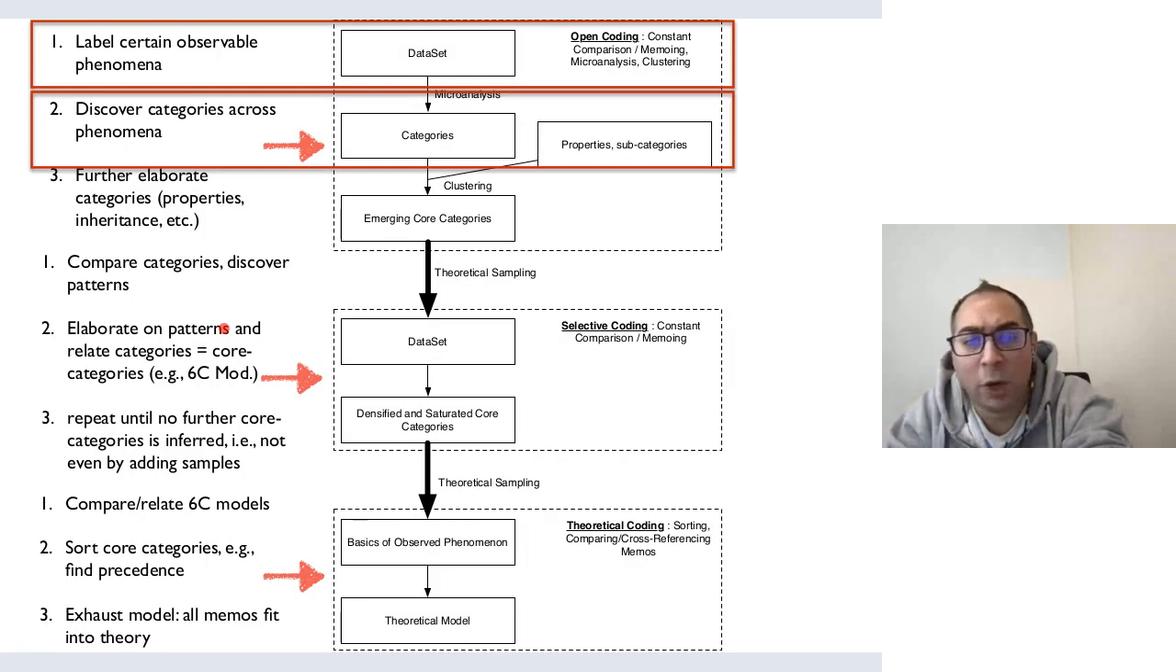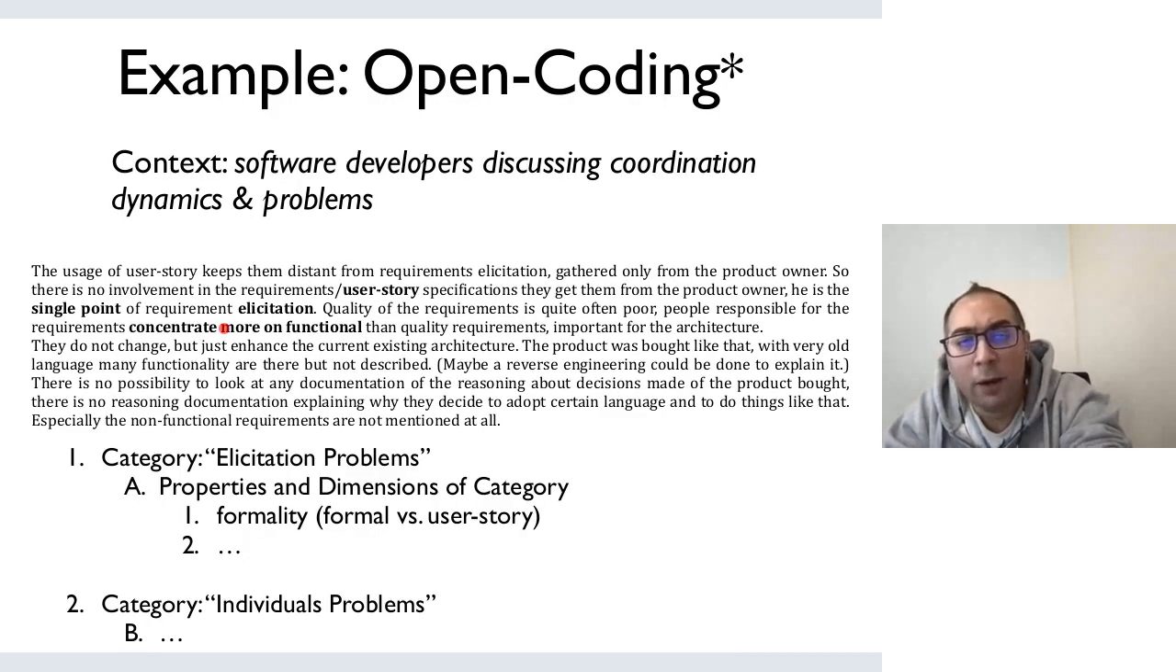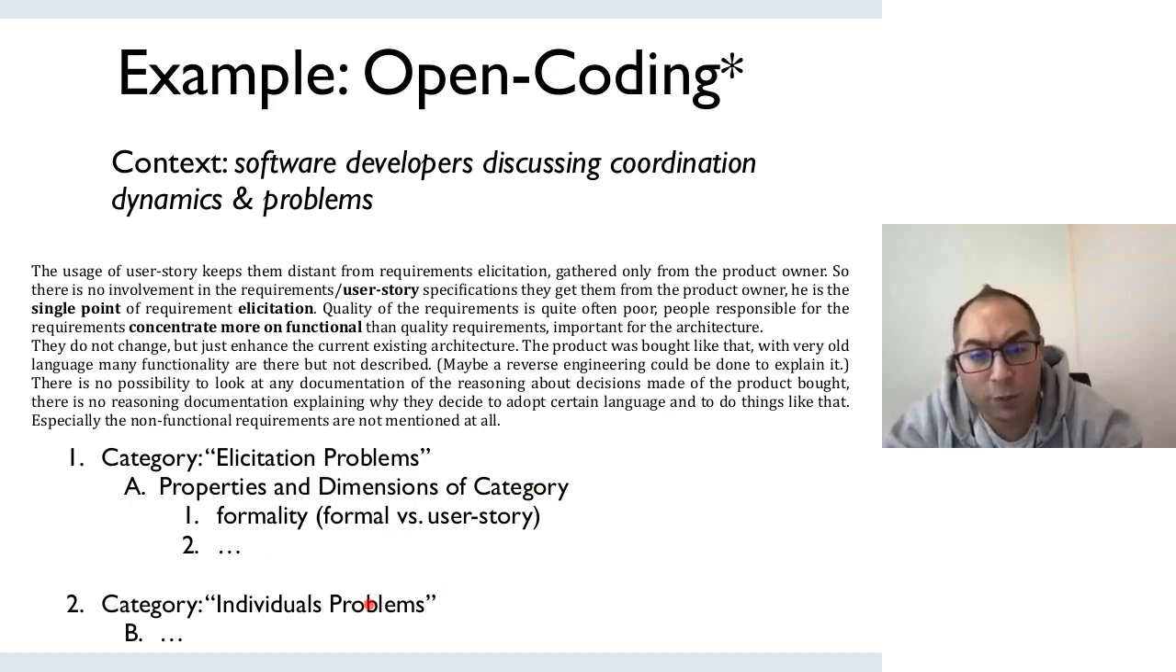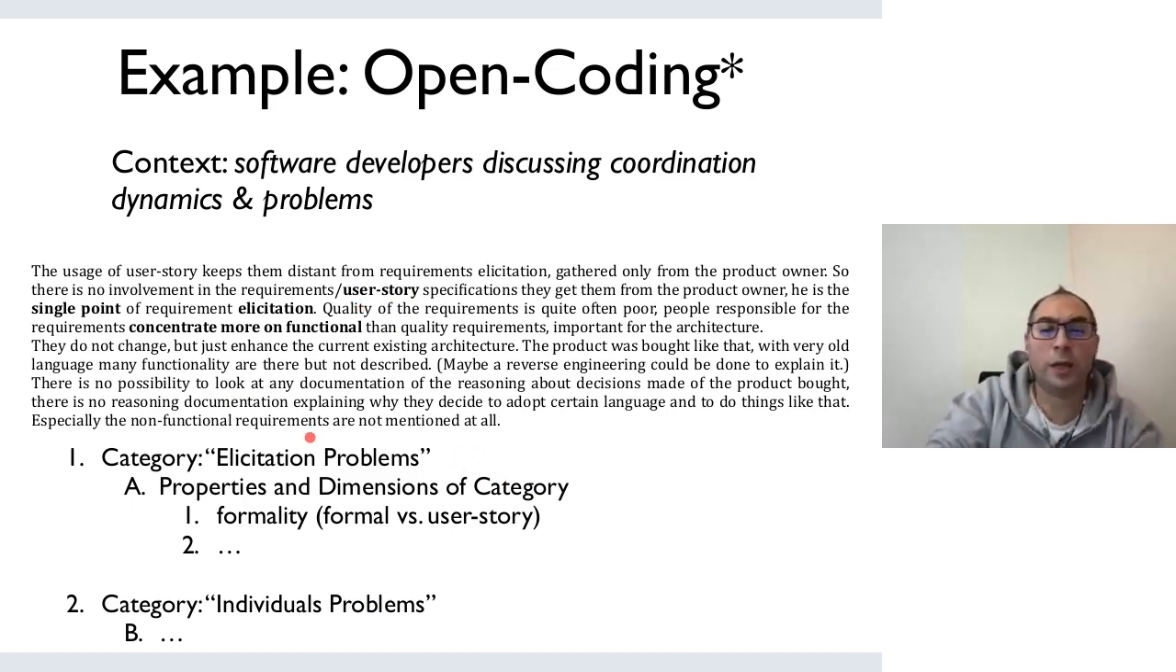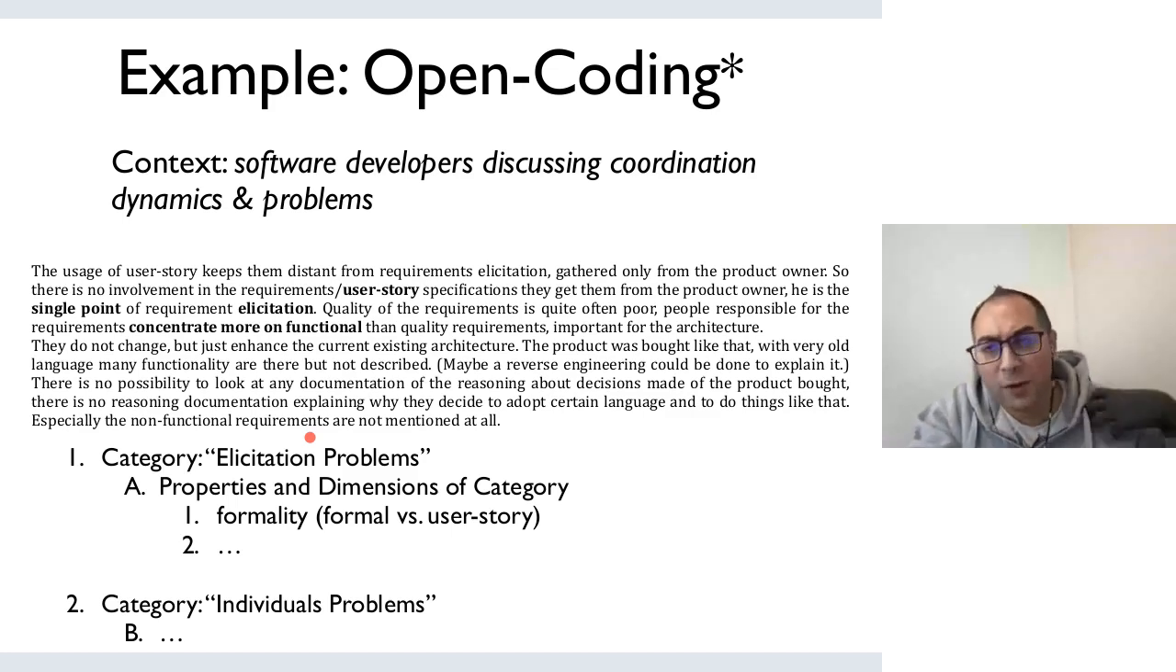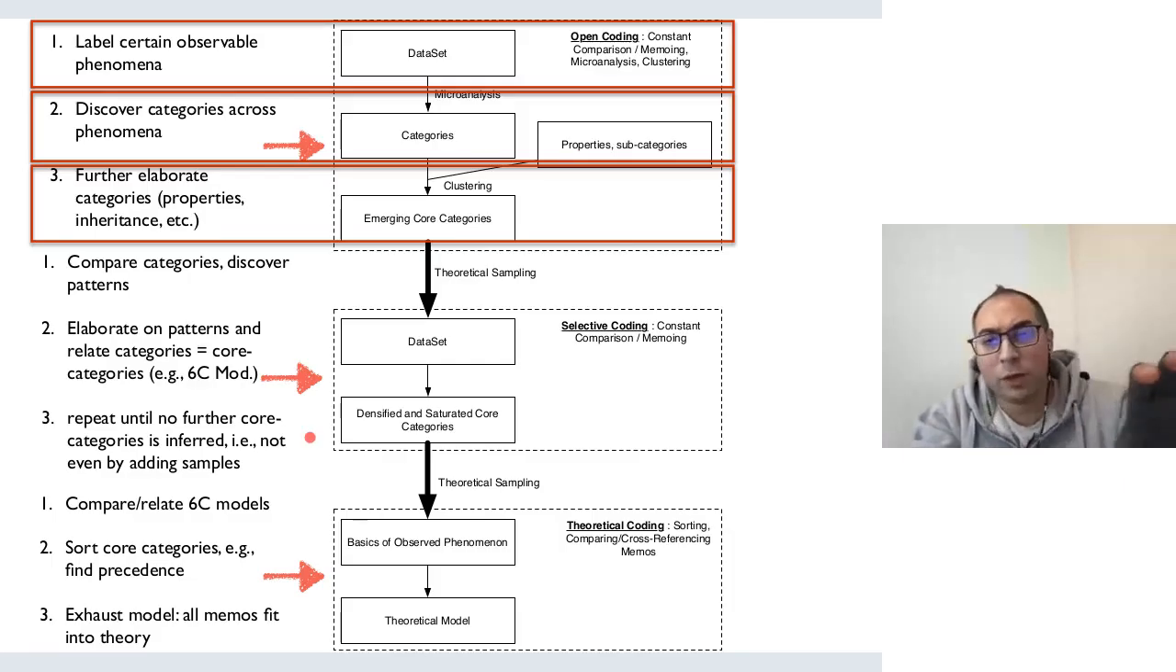So you apply these codes over and over again, and then you want to discover the categories. So for example, you have one category which is elicitation problems. In this case, the code that we had, what was it? Properties and dimensions. Then you have individual problems, so people capturing user stories. That's another category. This is my analysis, my interpretation, right? So I still need to confirm this.